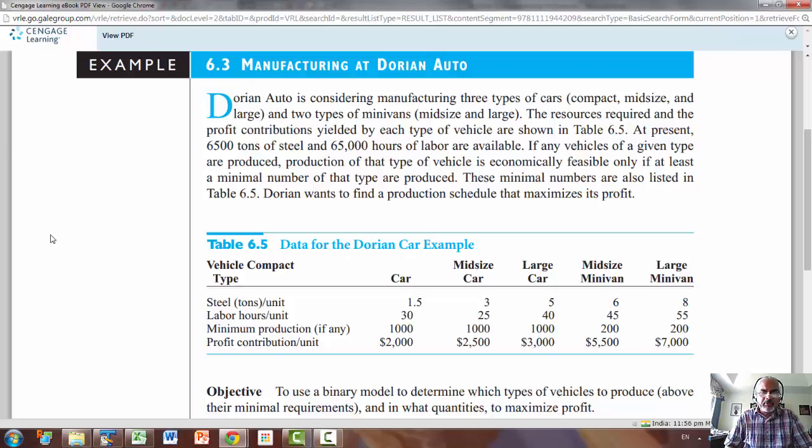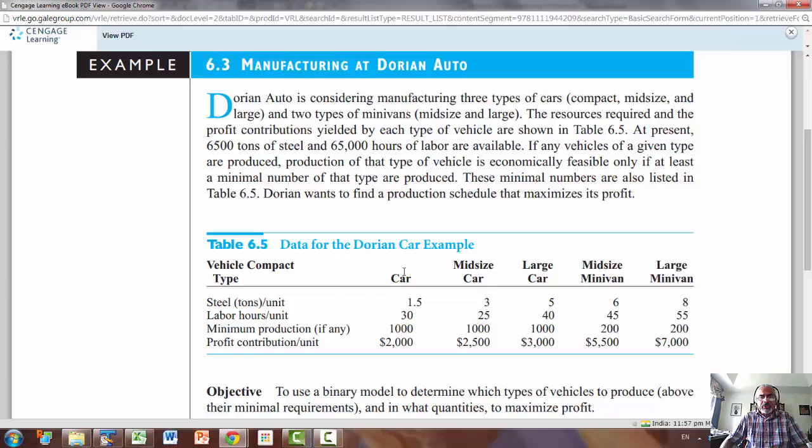Okay, the next problem is very similar to the equipment rental problem that we saw previously. This one is a car manufacturing company, and they have 5 different models that they would like to make, and there is a steel resource required and steel available is 6,500 tons. The labor, how much is needed and how much is available or given.